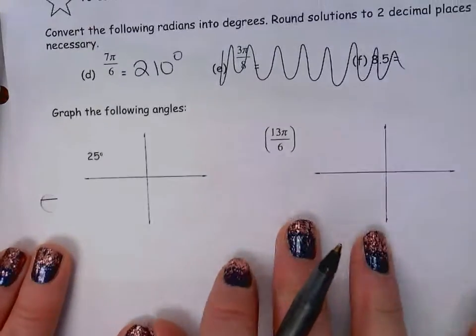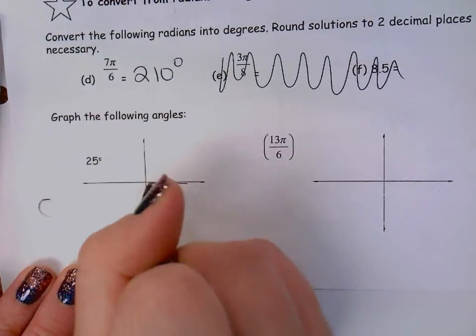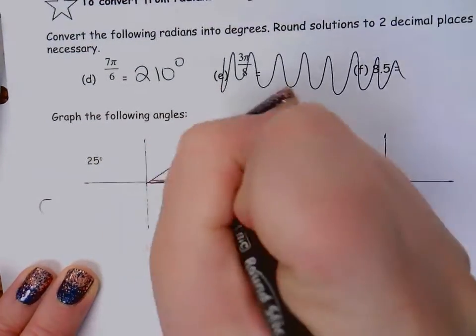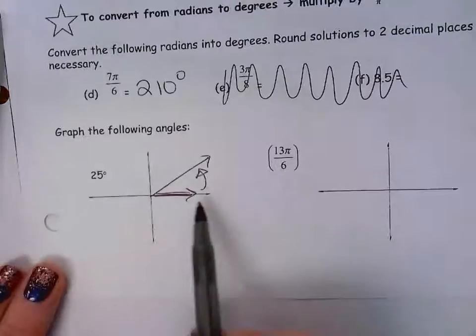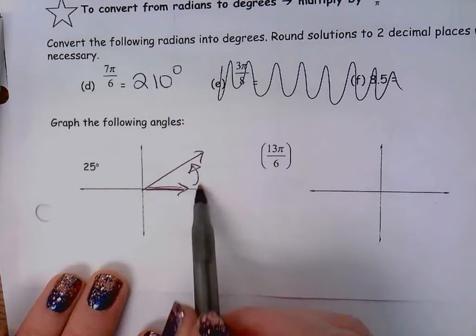And then just being able to graph angles. So 25 degrees, you start on the positive x-axis, and then angles always open, for positive angles, they open counterclockwise. So that would be 25 degrees.